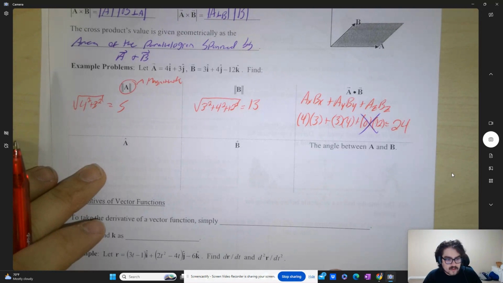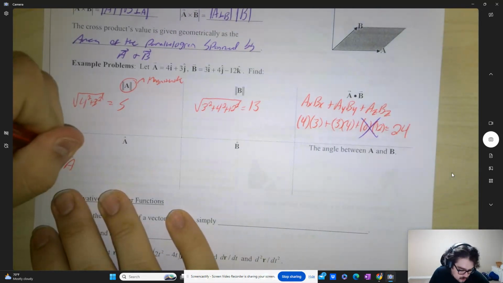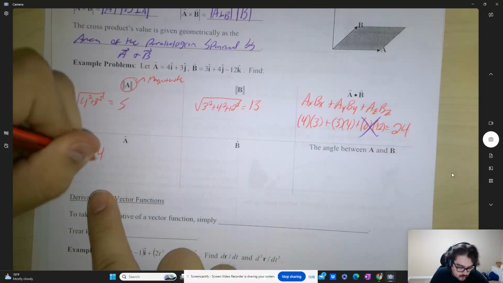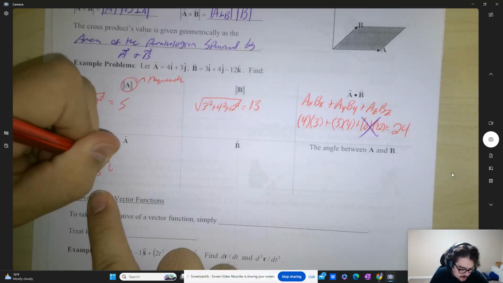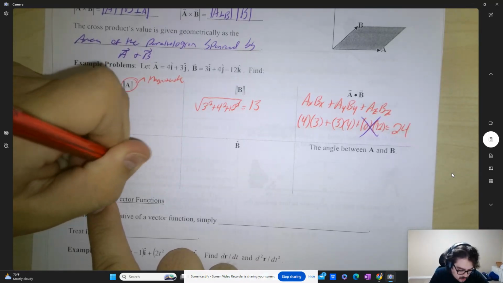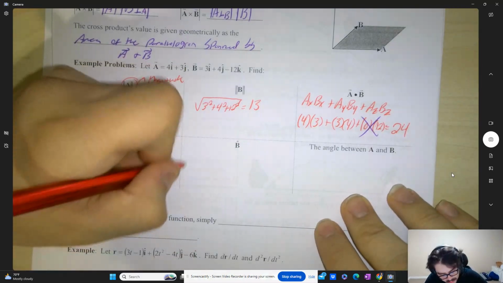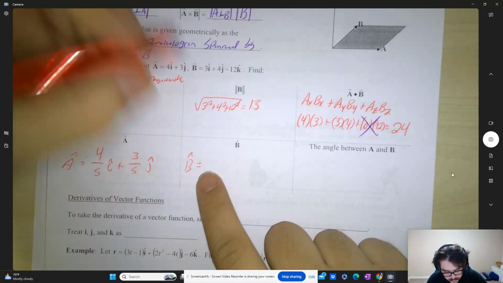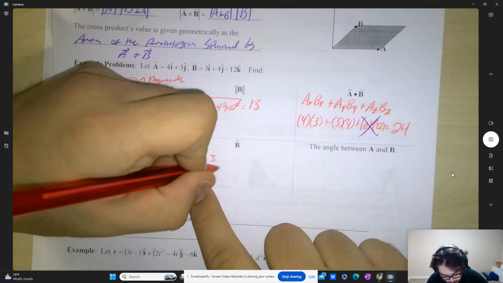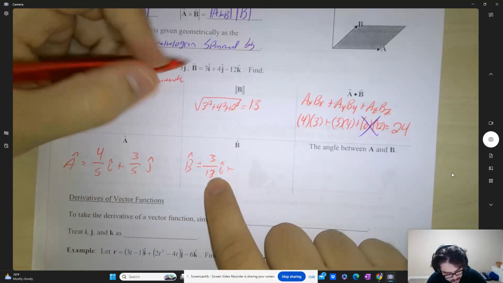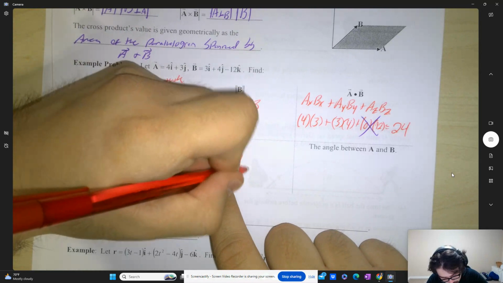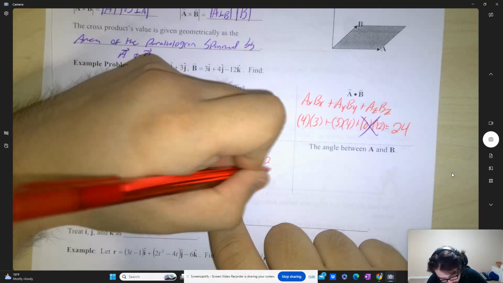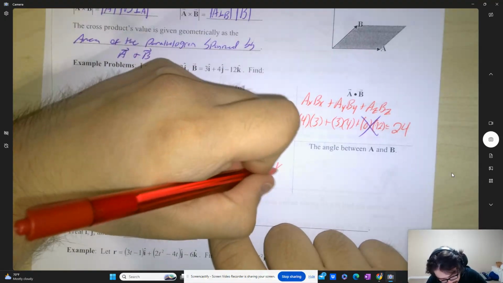The unit vector for A: all you're going to do is take the x component over the magnitude, y component over the magnitude. The x component is 4 over the magnitude, which is 5, i hat, plus 3 over 5 j hat. Simple as that. B hat is going to be 3 over 13 i hat, plus 4 over 13 j hat, or sorry, minus 12 over 13 k hat.